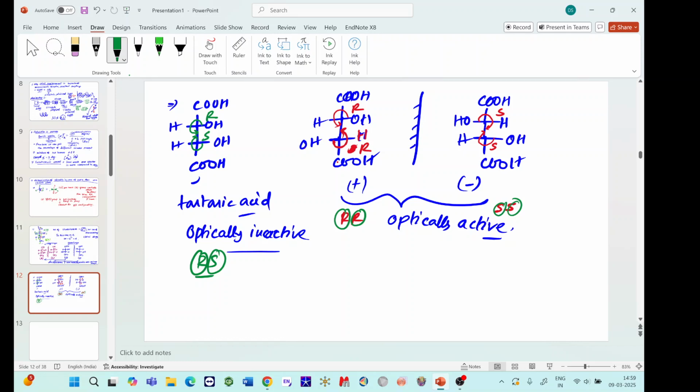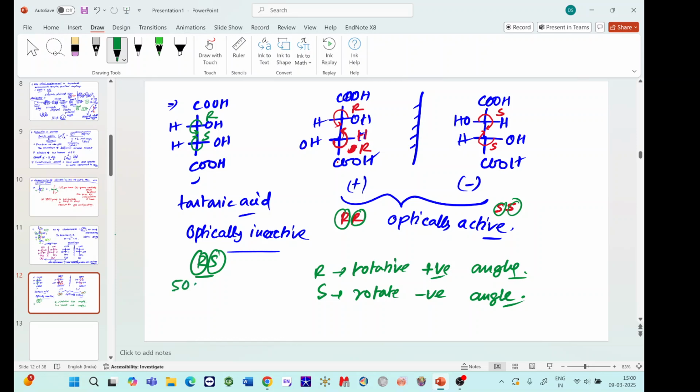What is happening? Suppose R is rotating a positive angle, S will rotate a negative angle. This is the primary thing of stereoisomers. If one configuration rotates a certain angle, the other configuration will rotate the same magnitude the other side, like positive to negative. So here you have 50-50 R and S, and that is compensating. That is why it is optically inactive.